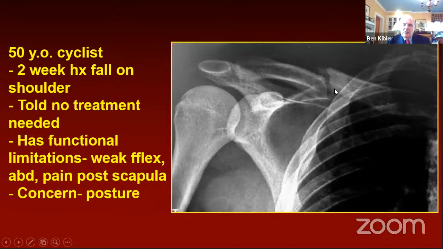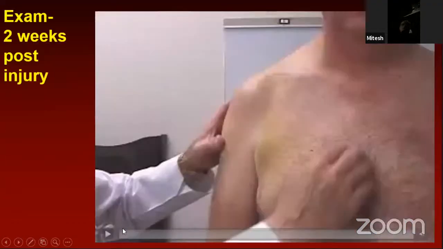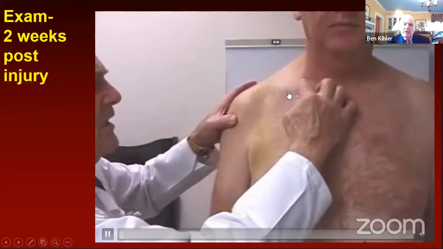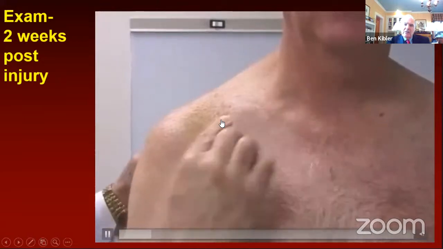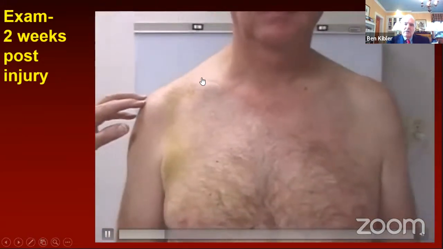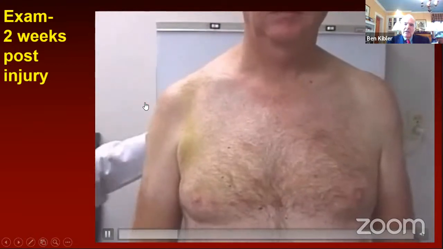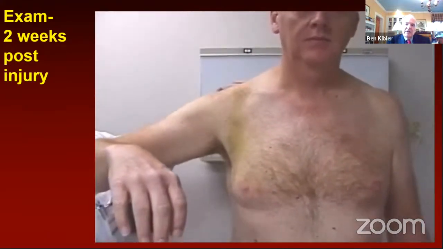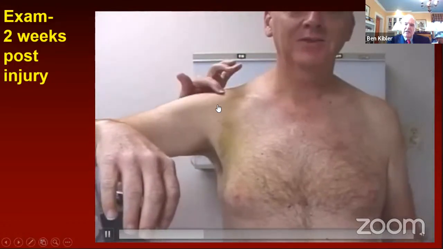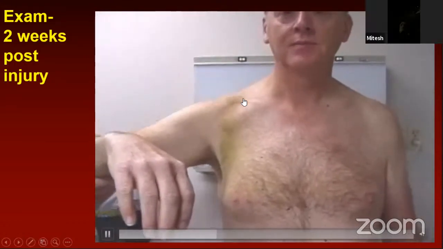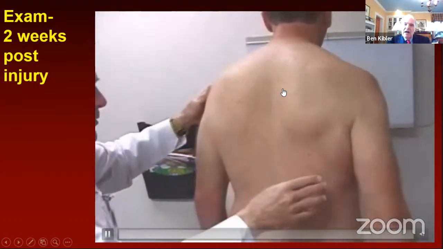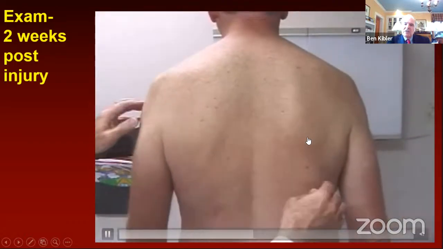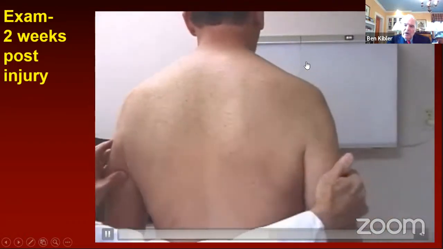All right, this is not angulated. This is not shortened. What do you do about this person? Well, here he is in the office. Let's look at him. This is two weeks after the injury. You can see he really doesn't have a lot of pain at the fracture site, but he has this drooping of the entire shoulder. And if you look at his arm, he can only elevate up to about 80 degrees because of pain in the acromion, not at the fracture site, but the subacromial space. If you look at him posteriorly, you can see the obvious asymmetry and scapular dyskinesis with the protraction of the scapula.